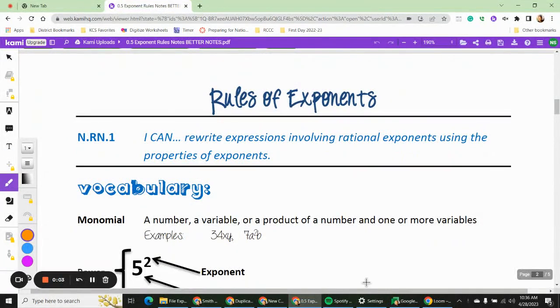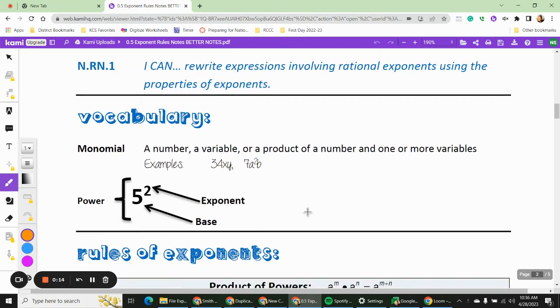Let's have a review of rules of exponents. These rules are actually not new to you, but we are going to have a brief review to help a little bit. A monomial is a number, a variable, or a product of a number and one or more variables. Basically, if there's not a plus or a minus between your numbers and variables, that's a monomial. 34xy, 7a squared b, or just x, that's a monomial.